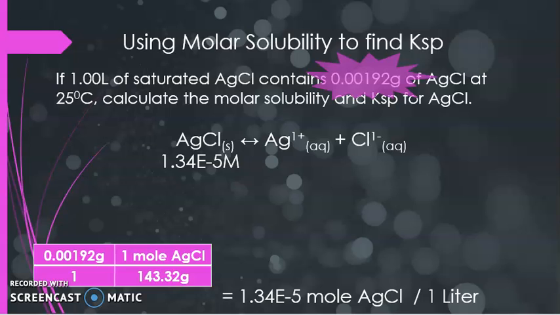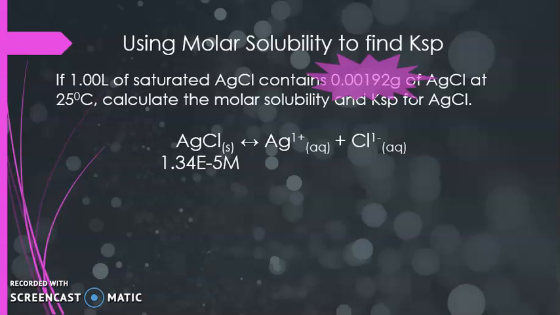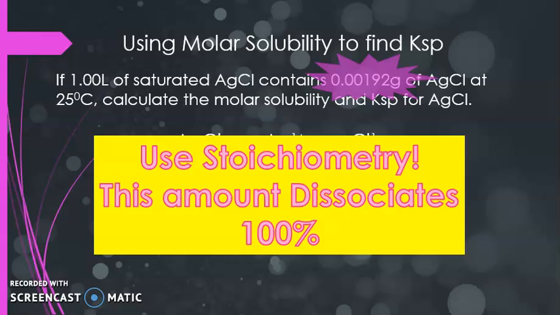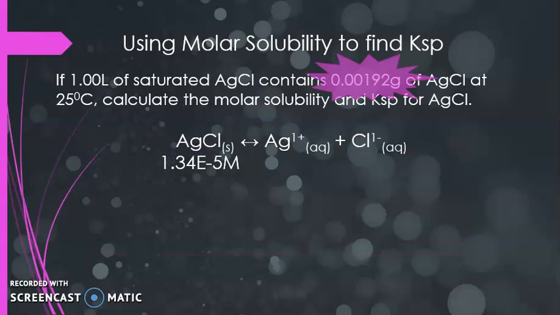All right, so now let's clean up our problem grid a little bit. Now we know the molar solubility is 1.34 times 10 to the negative fifth, and that is the amount that is dissociating to 100%. So I'm allowed to use a little bit of stoichiometry here. If I know that 100% of that is going to dissociate, then I know both the concentrations of the silver and the chlorine. Because of the 1-to-1 molar ratios, both of them would be 1.34 times 10 to the negative fifth molar. That's wonderful. We're one step closer here.